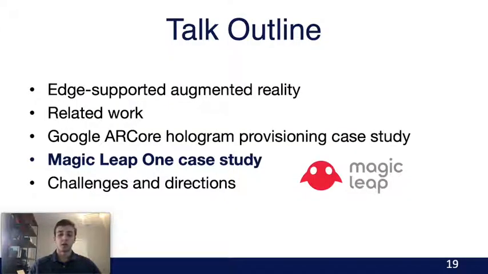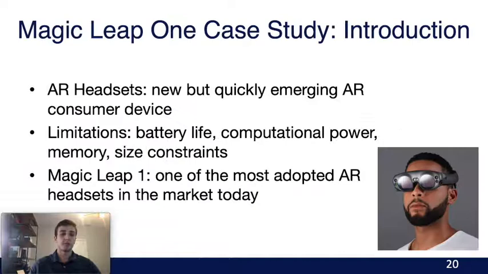Okay, so now we can go into the Magic Leap 1 case study. AR headsets are a relatively new consumer device that is still at its early stages. However, big tech is set on the vision of AR glasses replacing phones. So it is important for us to look at this category of devices as well. These devices suffer from the same limitations as smartphones in battery life, computational power, and memory. However, it could be argued that the size constraint is even more evident in AR headsets than in mobile phones.